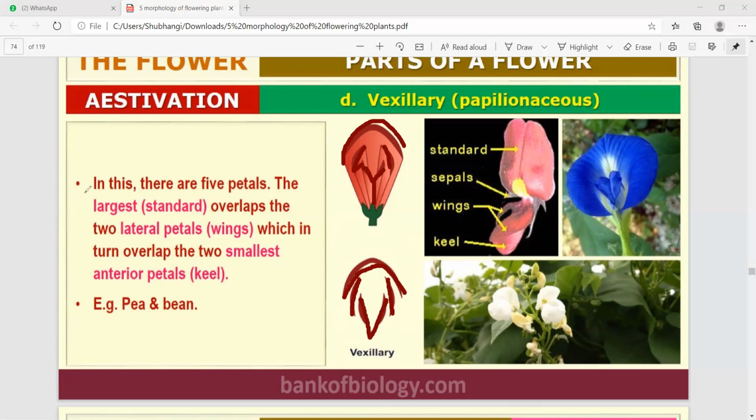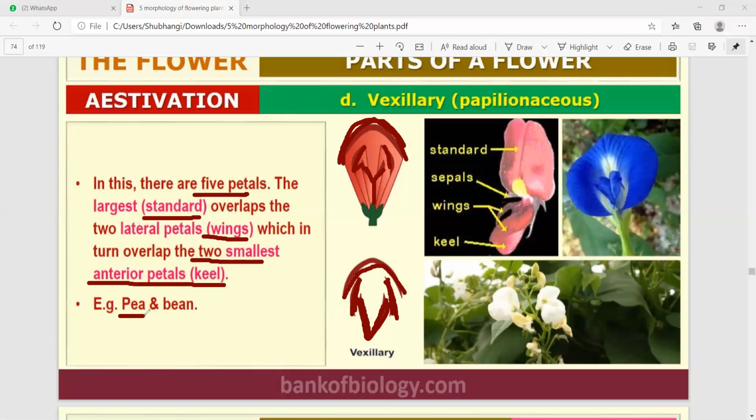So in this there are five petals, as you can see. The largest one is called standard, which is going to overlap the two lateral ones. So this is going to overlap the two lateral ones, which are called wings, which in turn overlap the two smallest anterior petals, that are called as what? Keel. So this is my keel. So the outermost is standard, the two lateral are the wings, and the two lowermost which are fused together are called as what? Keel. This type of arrangement of petals you will see in the pea plant, Pisum sativum plant.